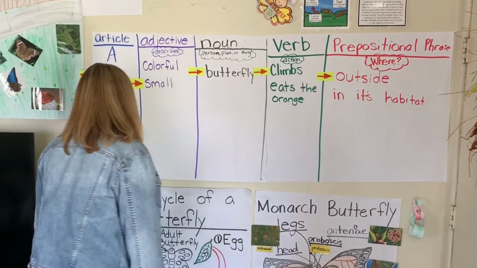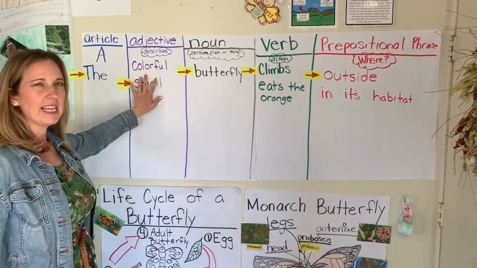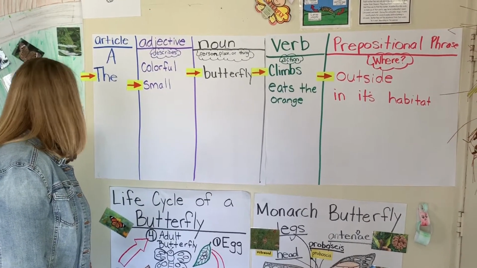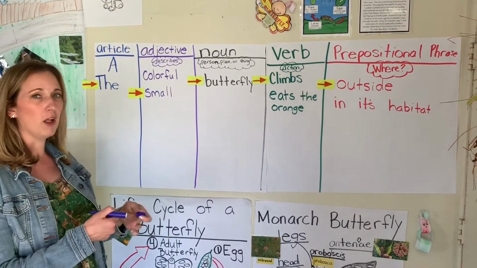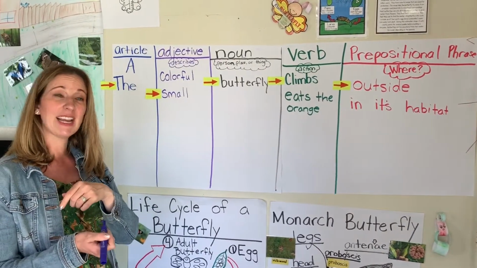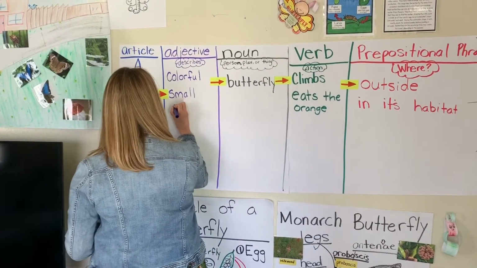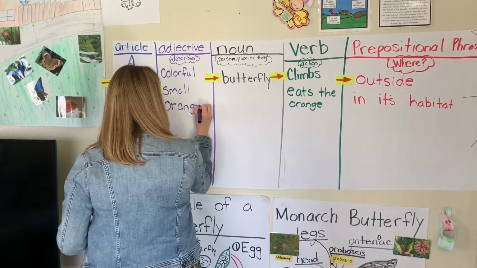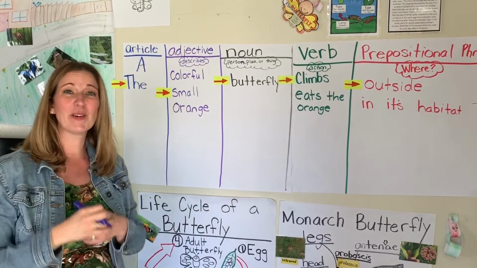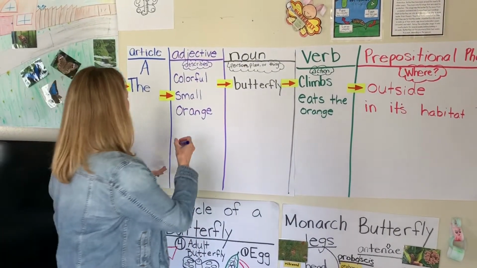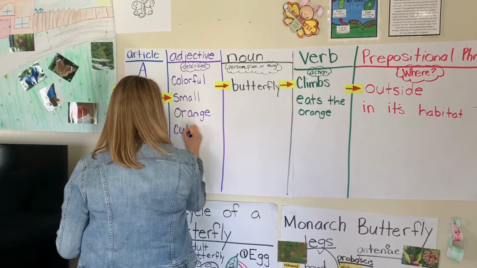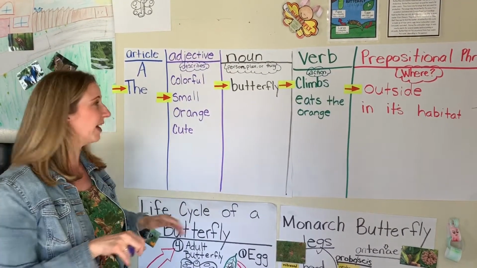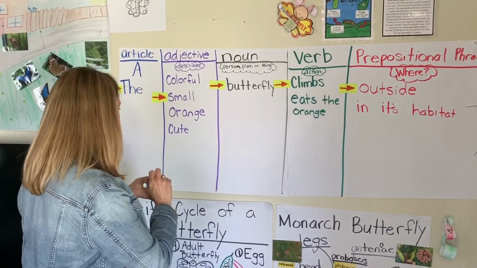Okay, now let's go back and think. Can you think of any other adjectives or words that could describe a butterfly? Well, let's see. We have colorful, we have small. When I look at our painted lady butterflies, I see they're orange. That's a descriptive word. A color is an adjective. And I also think that they're cute. So I can write cute. And if you can think of other adjectives, you can list them yourself. You can write them down. You don't have to use what I wrote here.